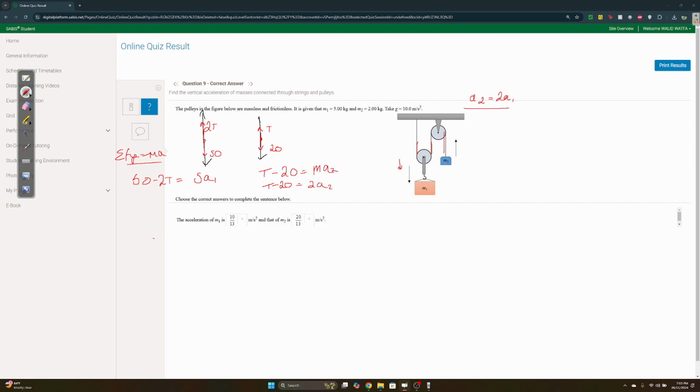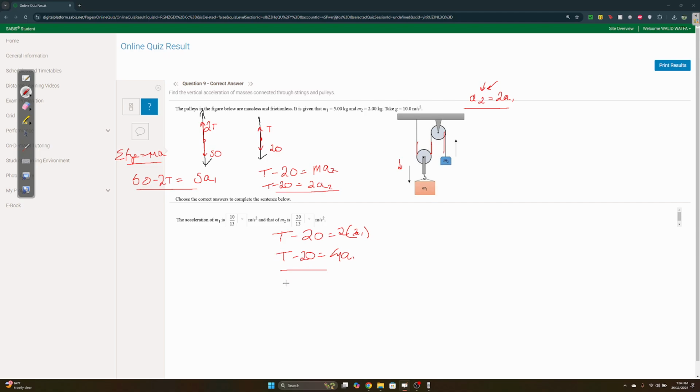So we have 50 minus 2T is equal to 5a1. Okay, whatever. Let me just erase what I did here. We said that a2 is equal to 2a1, so I need to know what a2 is, so I can substitute it. Or you can actually just put it here, 2 times a1, right? So T minus 20 is actually equal to 2 times a2, which is 2a1. So you get T minus 20 is equal to 4a1. So this is your first equation. Now you can actually solve because you have a1 here and you have it over here.